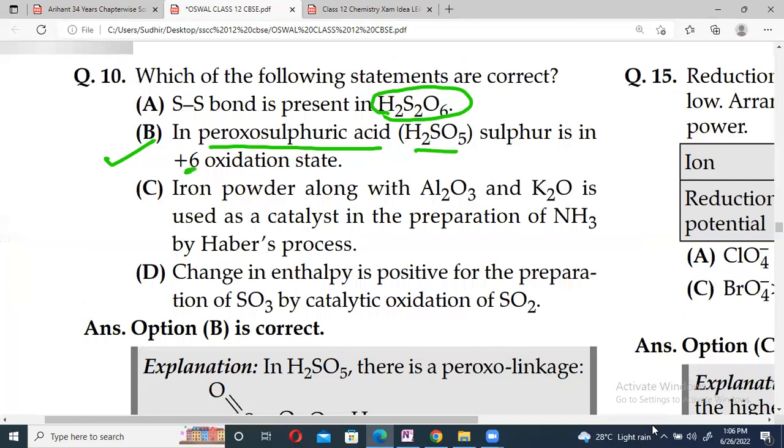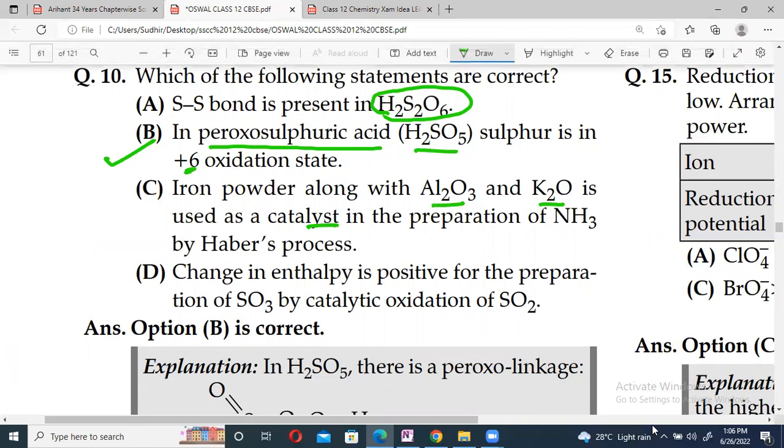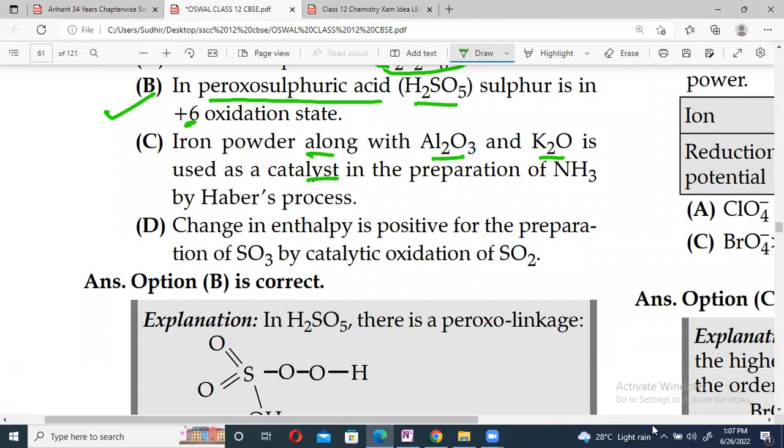Correct, beta. Iron powder along with KO2 and K2O is used as a catalyst in the preparation of ammonia by Haber's process? Beta, iron powder along with this one, no. Either you should take iron powder, or you should take alumina with K2O. Alumina with K2O separately or iron powder separately, not along with this. That is wrong.